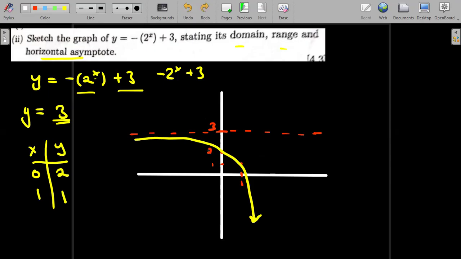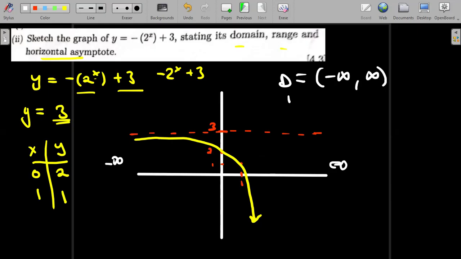So now to find the domain, your domain, this function can take up any x values. So from negative infinity to positive infinity, when I plug in any value here where x is, this is going to be valid. Everything here is going to be valid. So I can plug in any value there. So my domain is just from negative infinity to positive infinity.